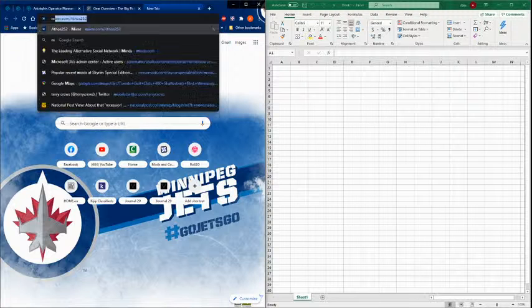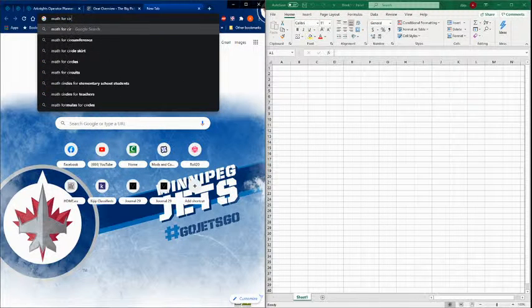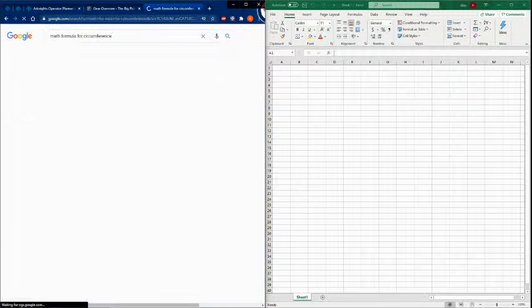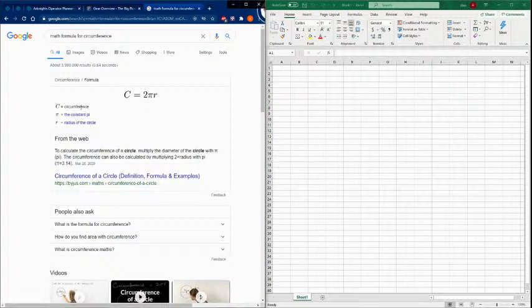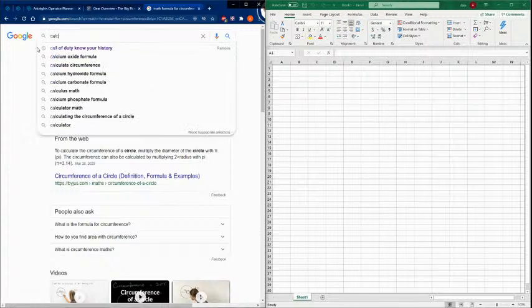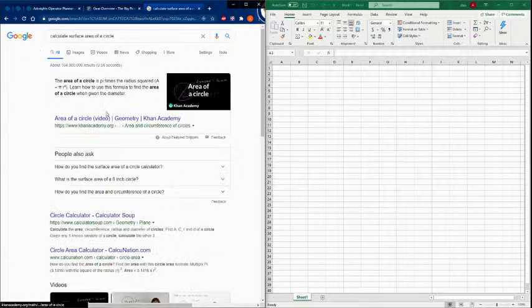Let's go, math for circumference. Math formula for circumference. Okay. So the circumference, well, no, the circumference is the entire circle. I want the surface area. So calculate surface area, or in this case, pizza area. Surface area of a circle. So the area of a circle is pi times the radius squared.